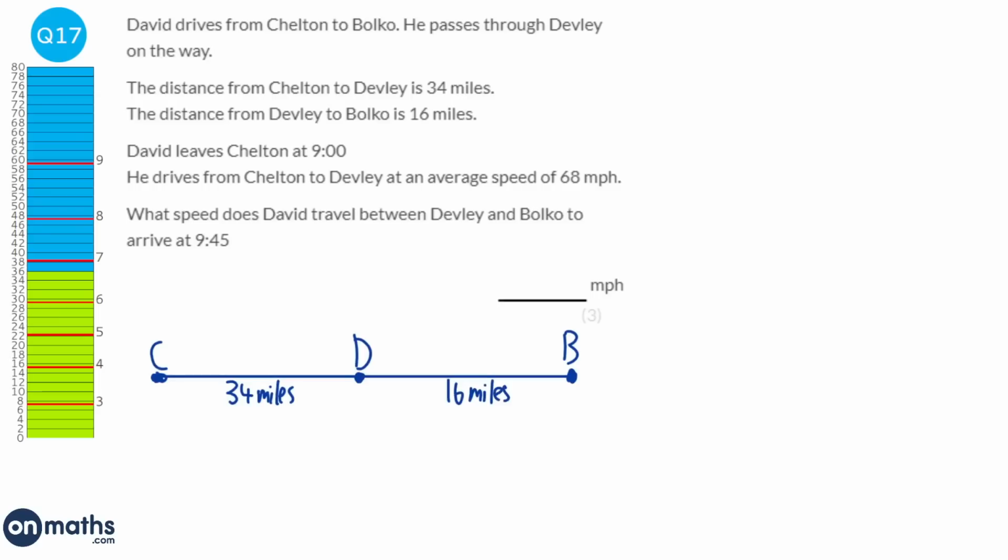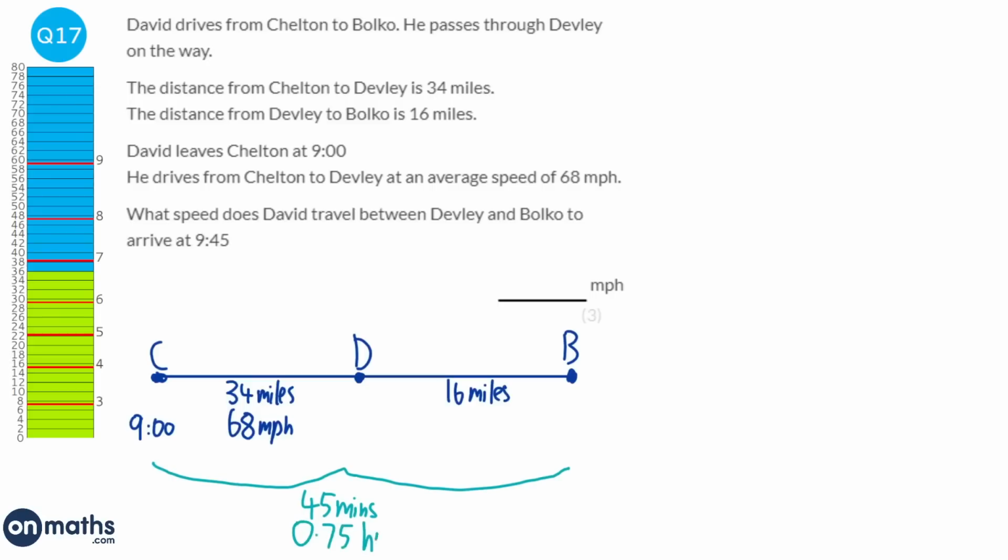David leaves Chilton at 9 o'clock. He drives from Chilton to Devley at an average speed of 68 miles per hour. And what speed does David travel between Devley and Bolko to arrive at 9:45? So the whole duration of this needs to be 45 minutes, or 0.75 hours. And the entire distance is 34 plus 16, so that would be 50 miles.